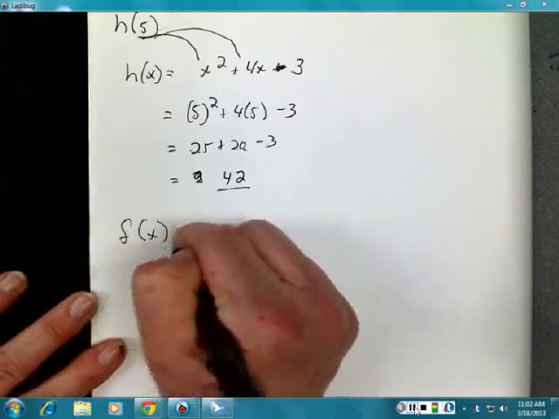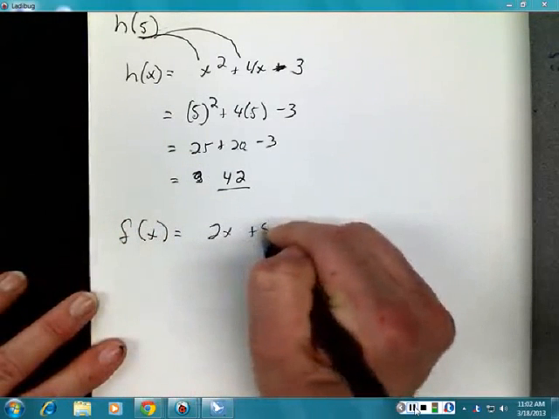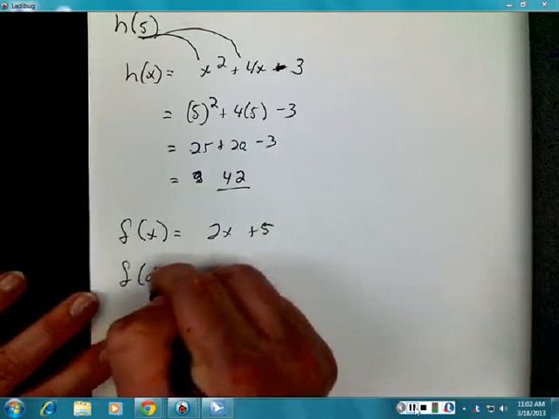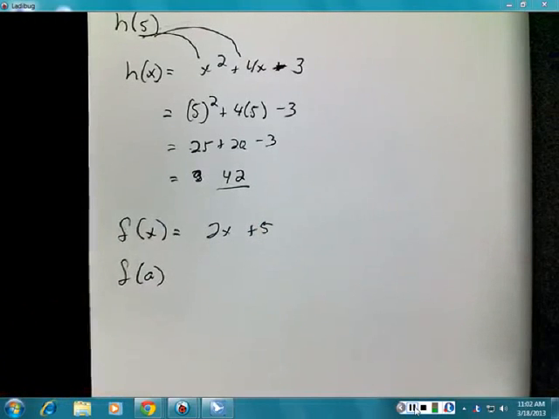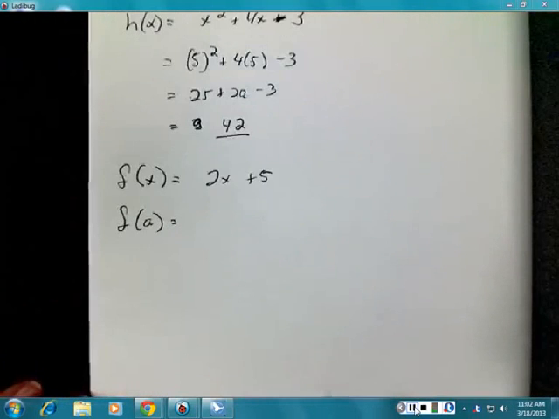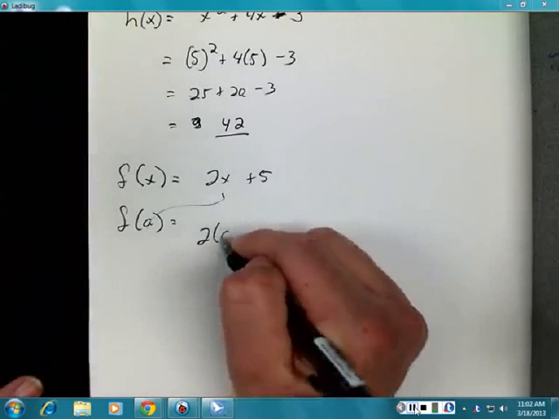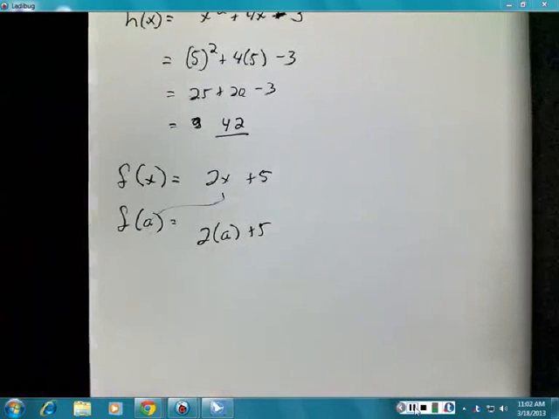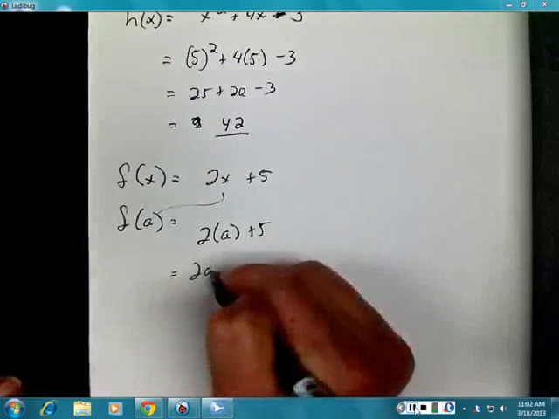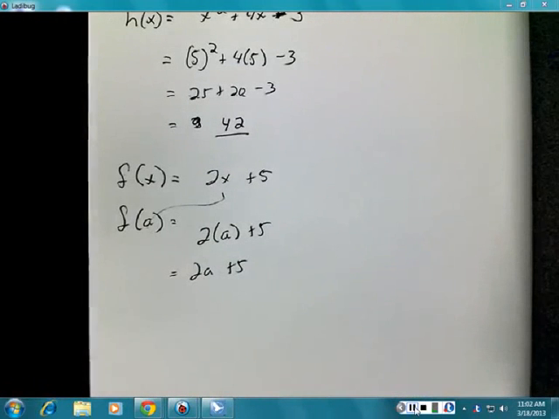Another one might be f of x equals 2x plus 5. And they give you when x is a. What would my answer be if x were a? So now all I do is replace x with a, and I end up with the answer of 2a plus 5. And that's what it ended up equaling.